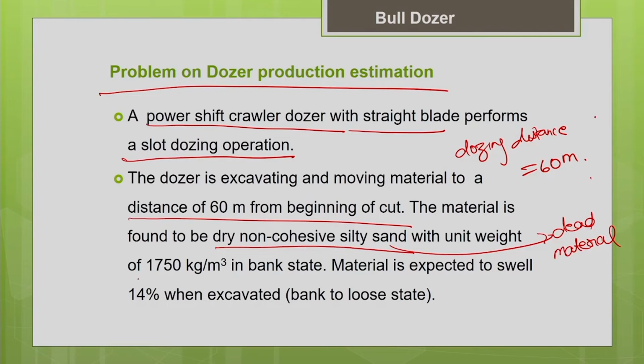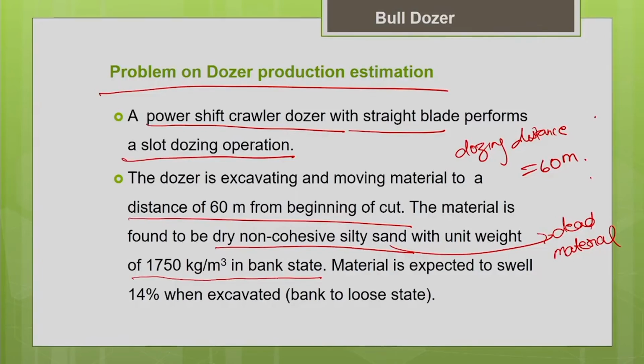And the unit weight of the material is given as 1750 kg per meter cube in bank state. You have to clearly note that the volumetric measure is specifically expressed in bank state. I hope you remember what bank state is. Bank state is nothing but the natural state, before you disturb or excavate the earth. The material is expected to swell 14% when excavated.